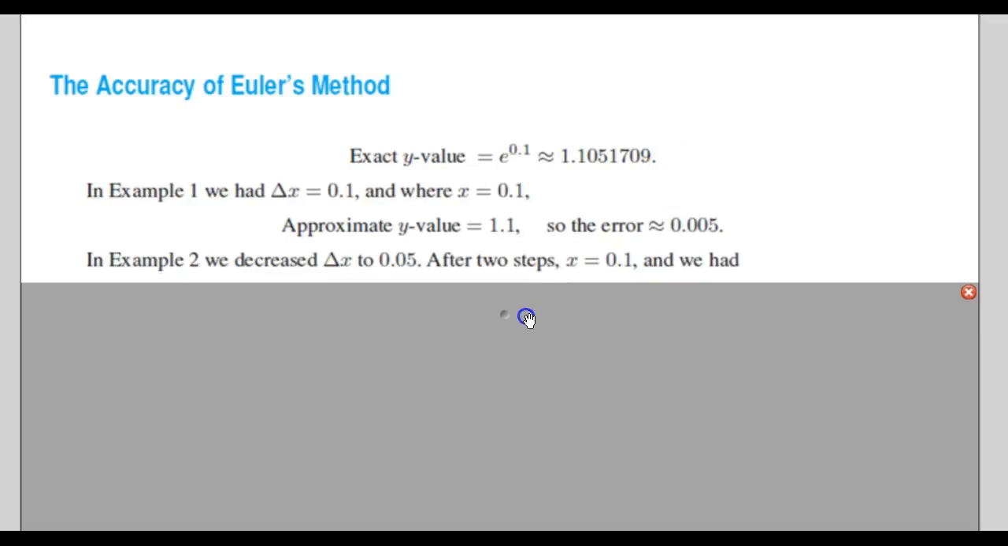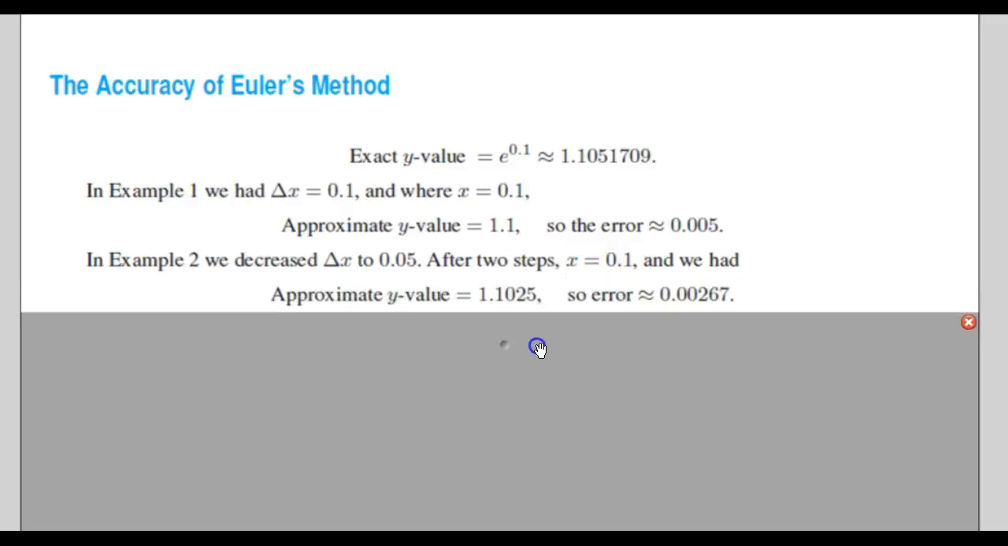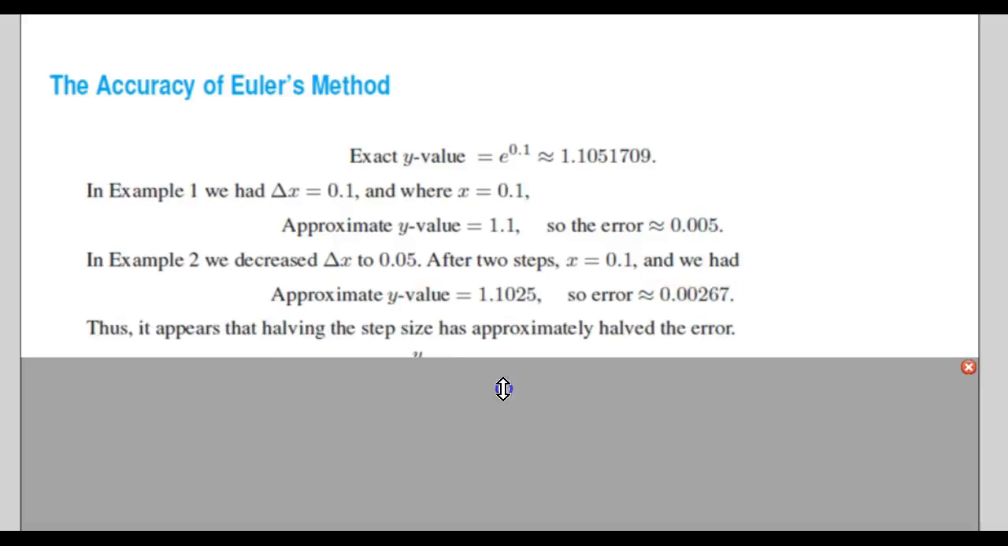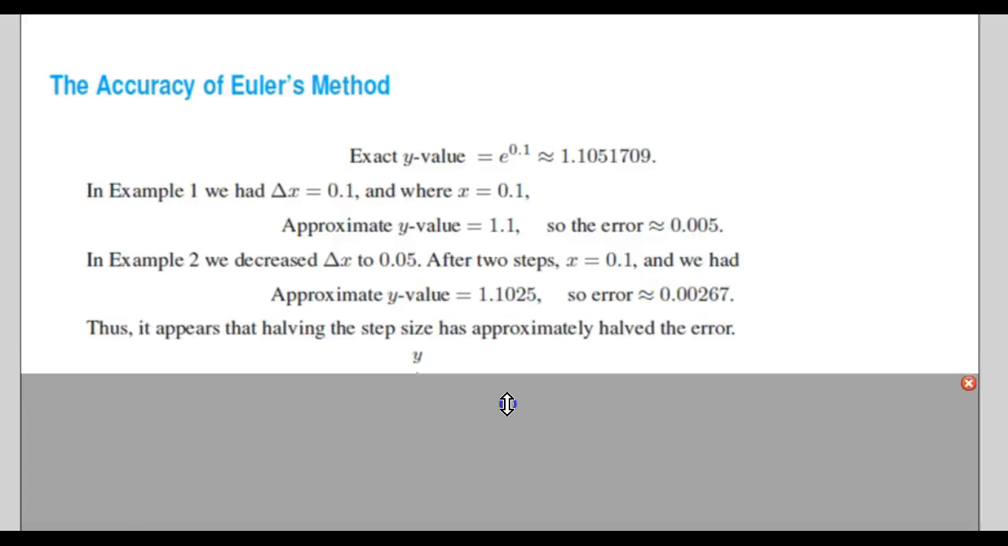But in example 2, we used a smaller delta x. We used 0.05. And after 2 steps, we had x equals 0.1, and therefore our y value ended up being 1.1025 when the actual answer was 1.105. So we now have a smaller error when we use a smaller delta x.